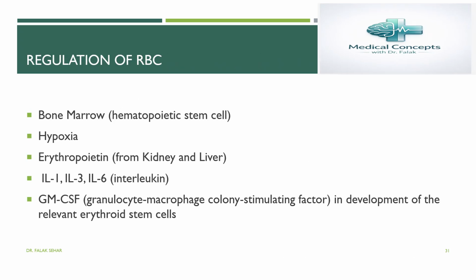Now let's understand the regulation of red blood cell production. Red blood cells are produced in the bone marrow from hematopoietic stem cells. The most important stimulus for their production is hypoxia, or low oxygen level in the body. In response to hypoxia, the kidney, along with the liver to a lesser extent, secretes erythropoietin. This hormone stimulates the bone marrow to increase red blood cell production.